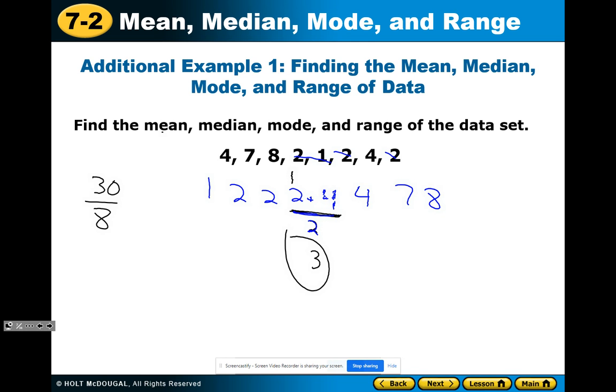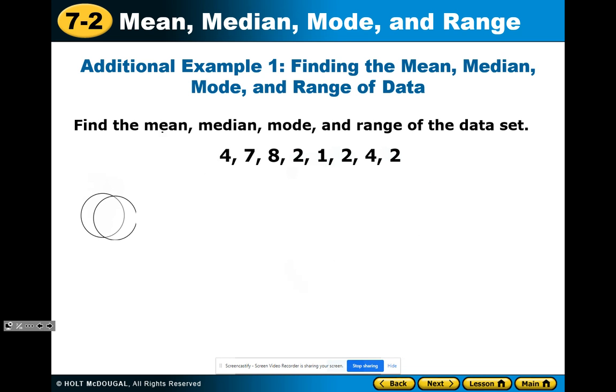We're coming back, remembering what they mean. If you can't remember what to do, it's maybe time to write them down. If you can, you're fine. Take the biggest number and subtract the smallest number.